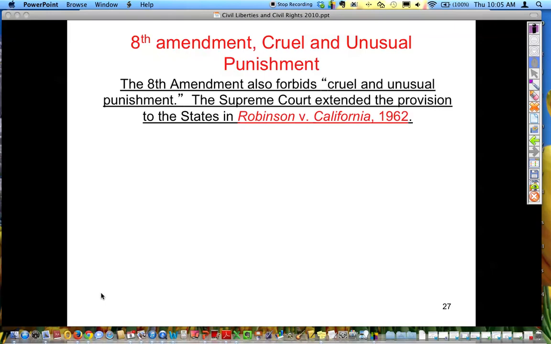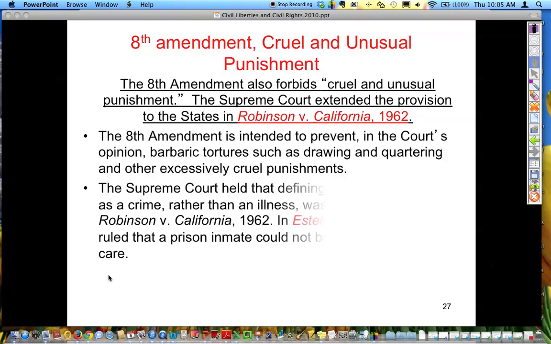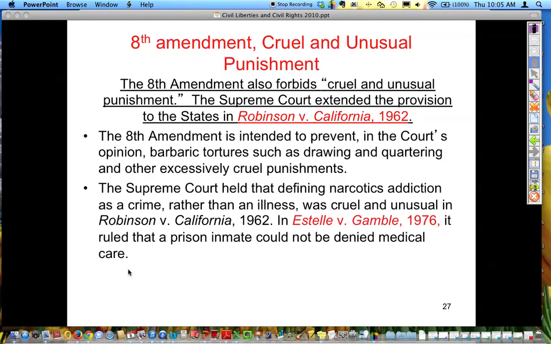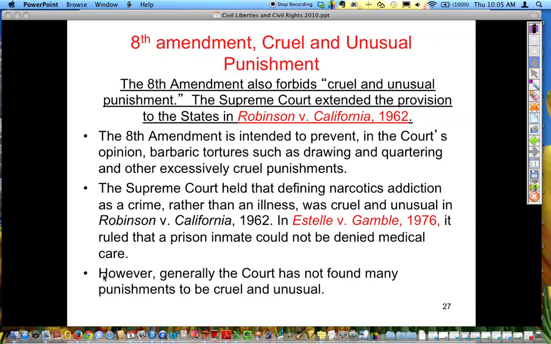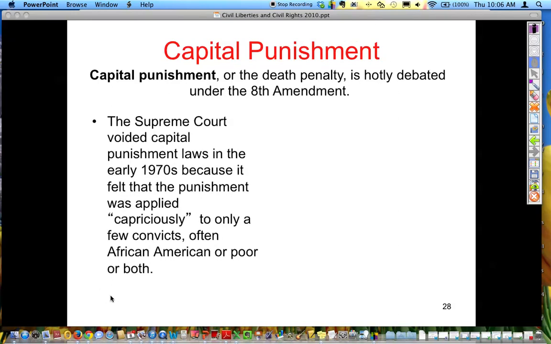Two large court cases deal with this. The Eighth Amendment is also about cruel and unusual punishment. I just put several examples there about cruel punishment, but I wanted to look at this one. Generally, the court has not found many punishments to be cruel and unusual. There is the issue, though, of capital punishment, which is otherwise known as the death penalty. And for a while, the Supreme Court outlawed or voided capital punishment and said you can't have it because it's only really given to a few people, and it's a high rate of African Americans or the poor.